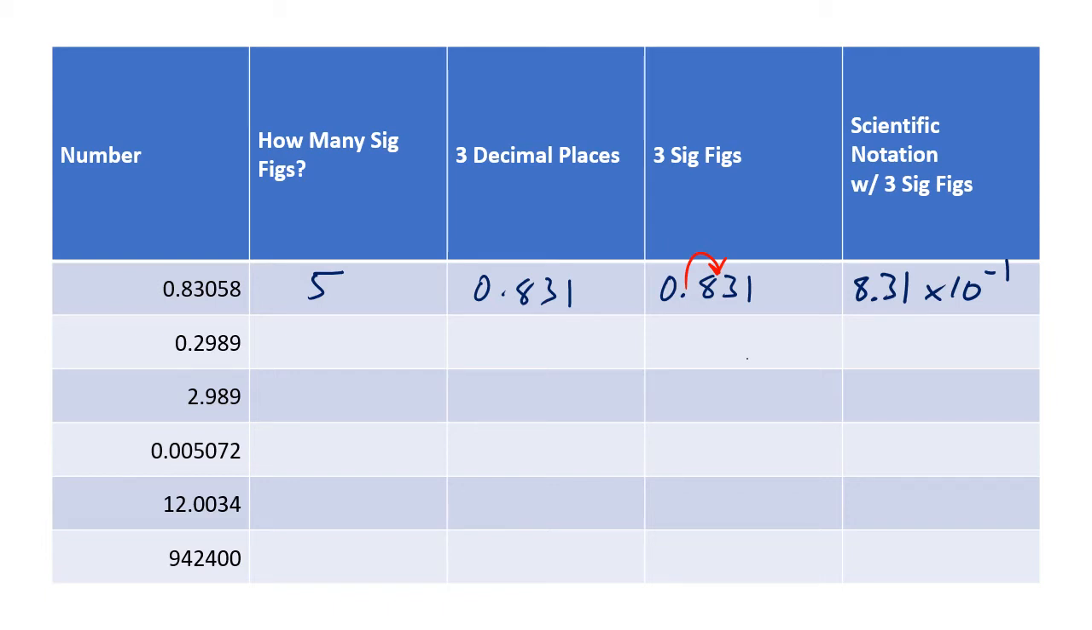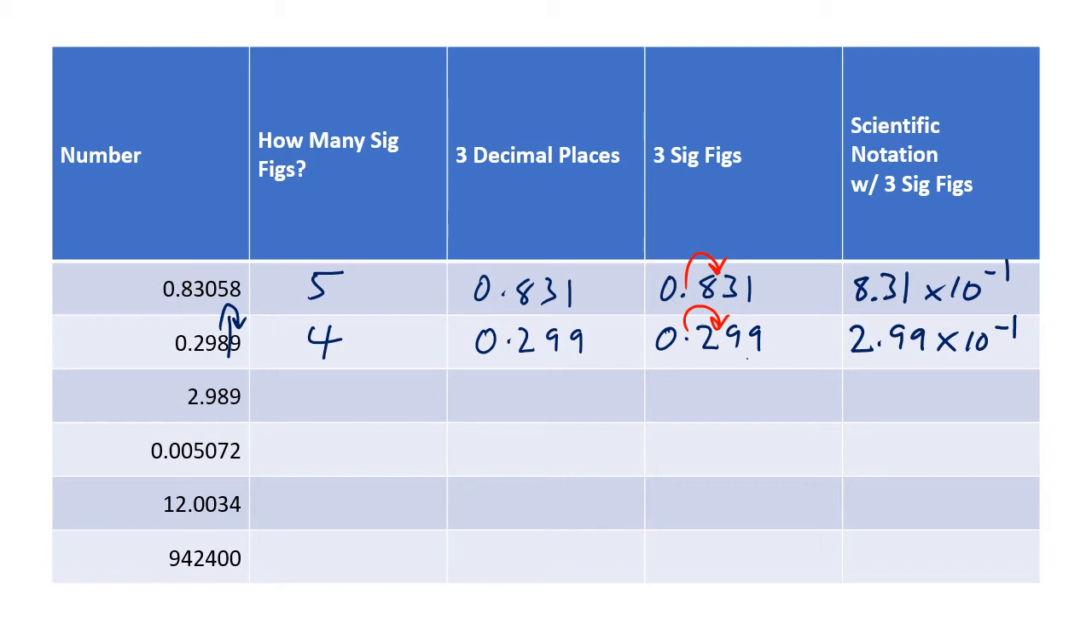Now, let's try the next number. If we look at the next number, this 0 doesn't count, so we've only got 4 significant figures. If we go to 3 decimal places, you go 1, 2, 3, you can chop off here. The 8 looks at the 9, that means we're going to have to climb the vine, so it's 0.299. And 3 significant figures is going to be exactly the same, 299. And again, our first digit is 2, and we put a 0.99, and we say times 10 to the minus 1 because we did that 1 move.